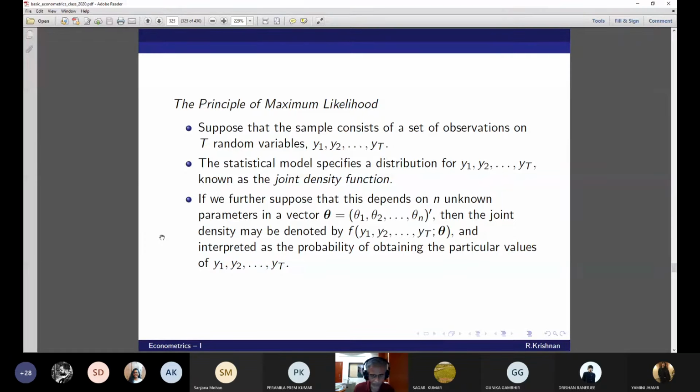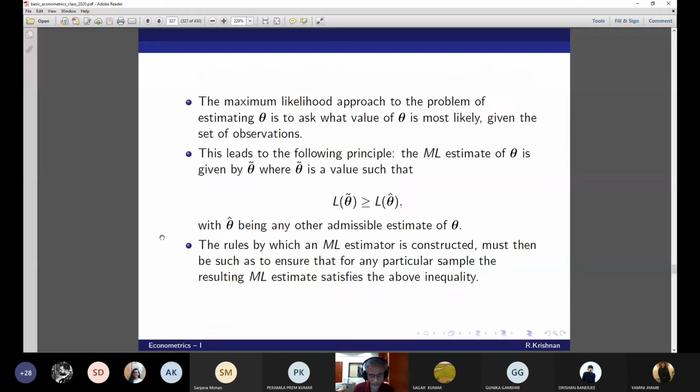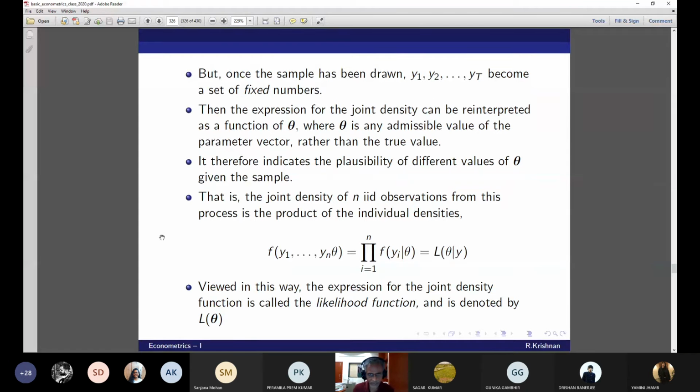But what is the likelihood function? The likelihood function tells you to treat this as a set of fixed numbers and look for that particular set of theta which is most likely to have been the parameter vector that gave rise to this particular sample. The third bullet point therefore indicates the plausibility of different values of theta given the sample. Is it possible?